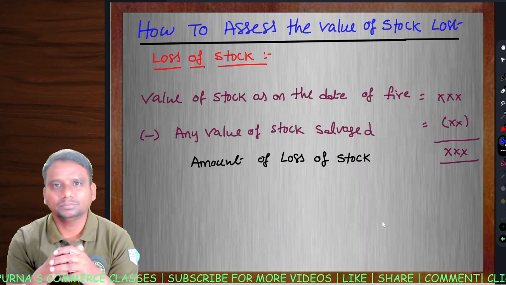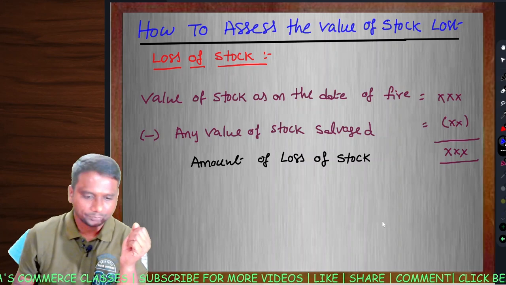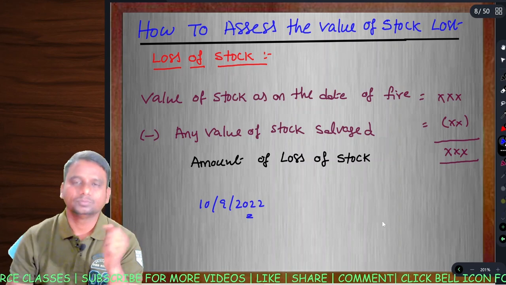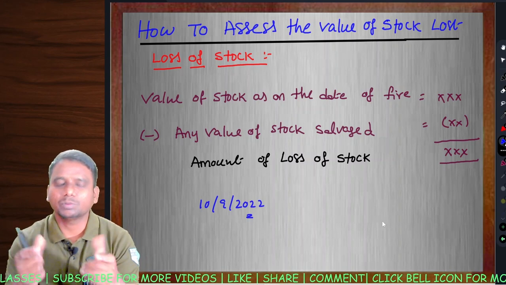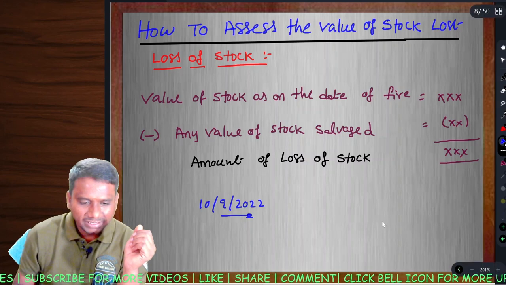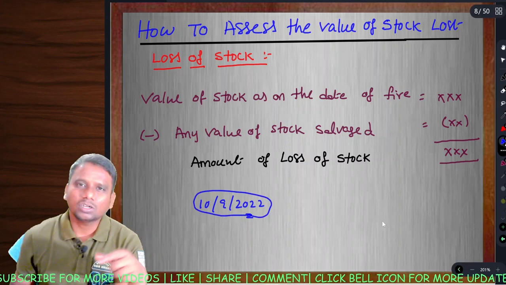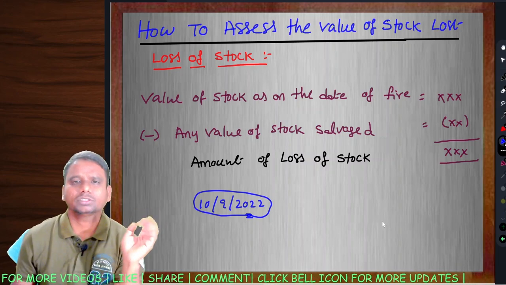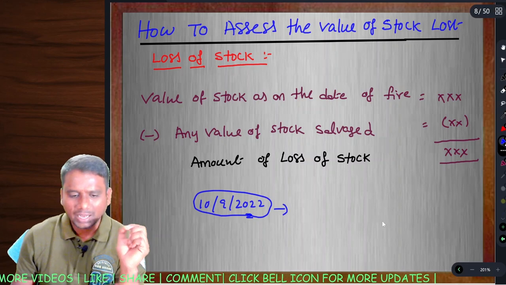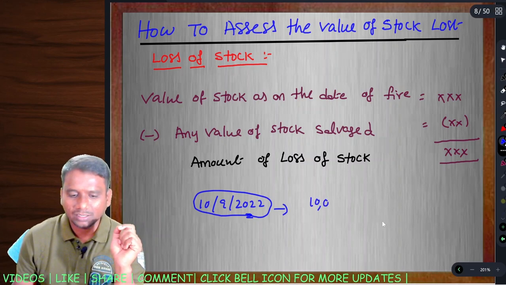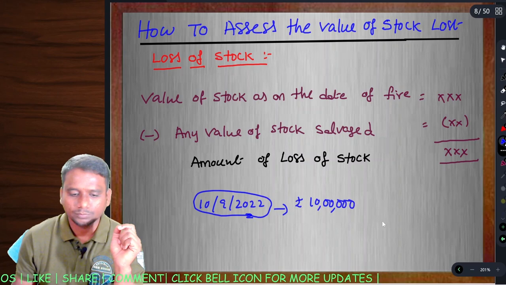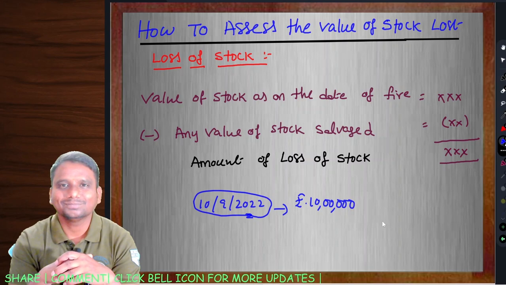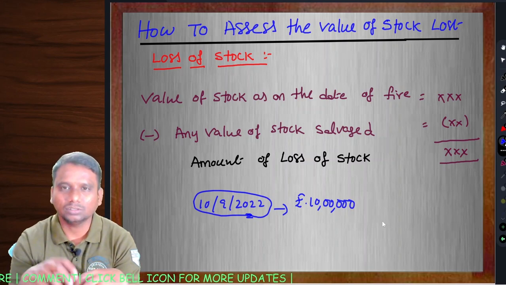Think with common sense. Suppose, let us assume, a fire occurred in your business premises on 20th of 10th, 2022. As on this date, whatever stock is available in your godown, assume all the stock was lost. Let us assume you have some 10 lakhs worth of stock in your godown. What is the amount of loss of stock? 10 lakhs only. But it is not that simple.